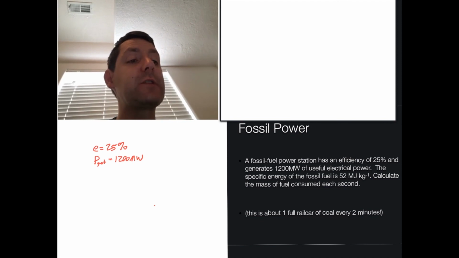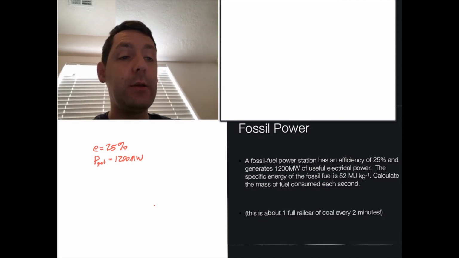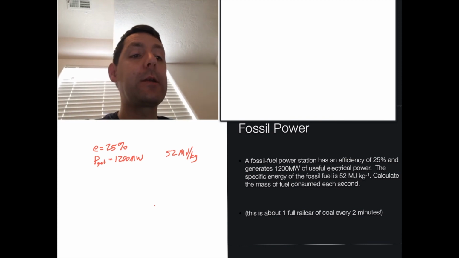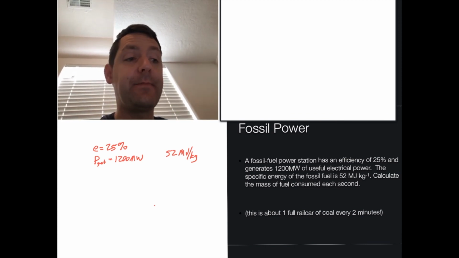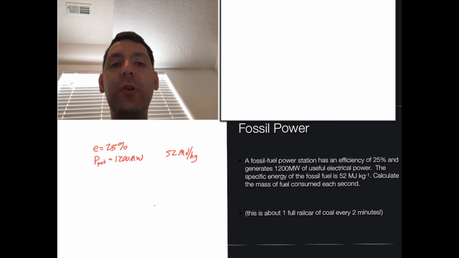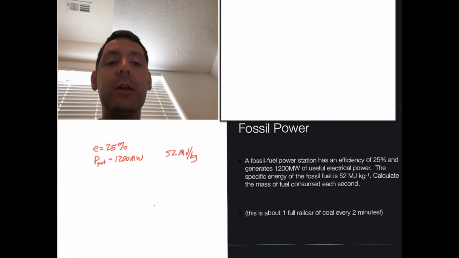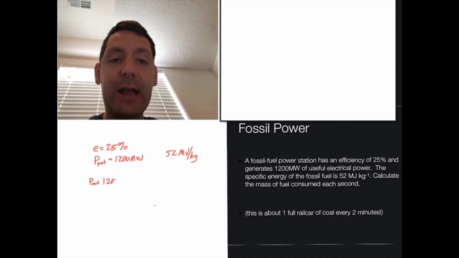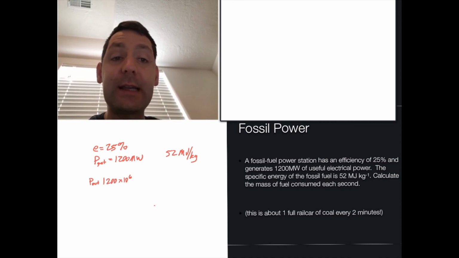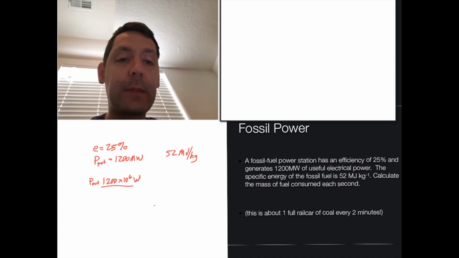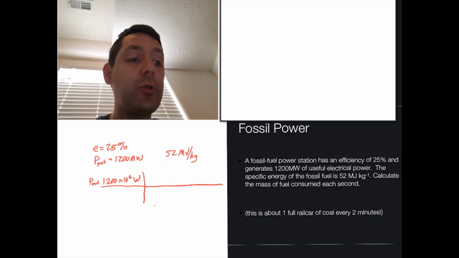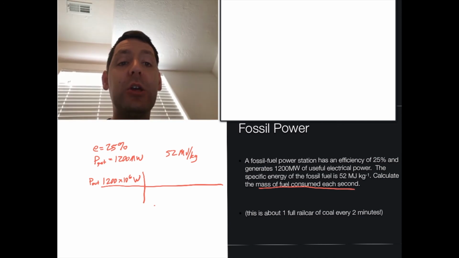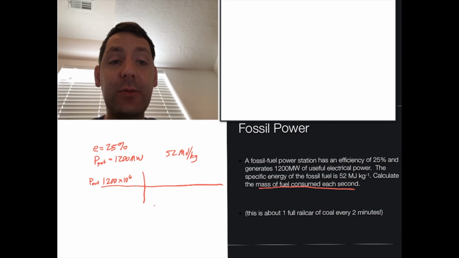The specific energy of the fossil fuel is 52 megajoules per kilogram. All right. Calculate the mass of fuel consumed each second. Okay, so here this is basically just a conversion, right? This is the power out, which is 1,200. And I'm going to turn that into times 10 to the 6 because that's what the mega is. And this is watts, okay? We want to eventually turn it into mass of fuel per second, okay? So watts, of course, is joules per second. I'm going to go ahead and change that.